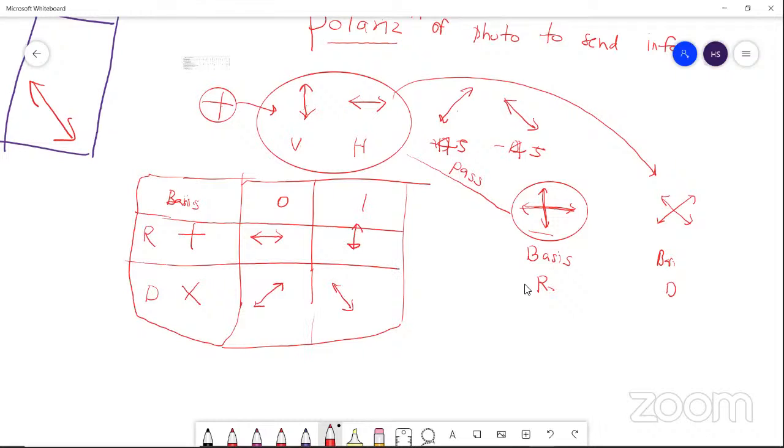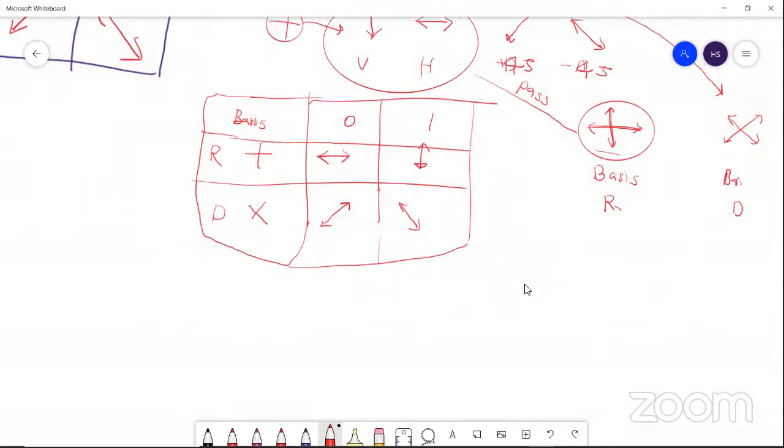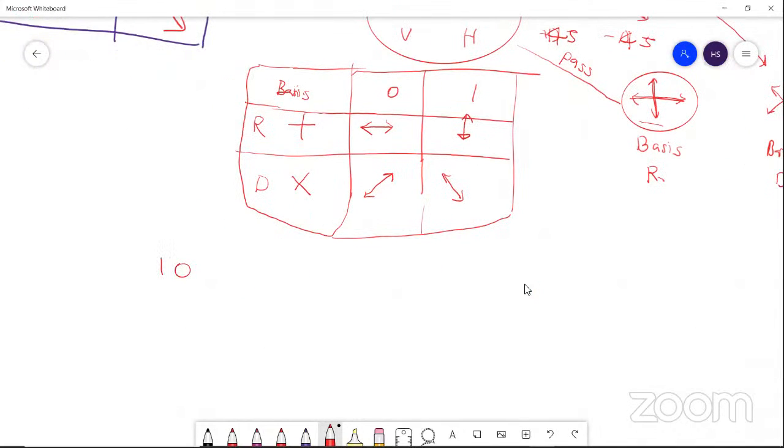So what we are saying here is that if we want to send 0 in this plus basis, then what will we send? Let's write, I want to send 1 0 1 1 1 0. This is the bit string from Alice. These are the bits Alice wants to send, and these are the bases.